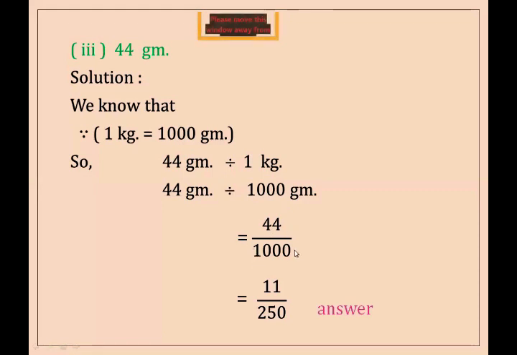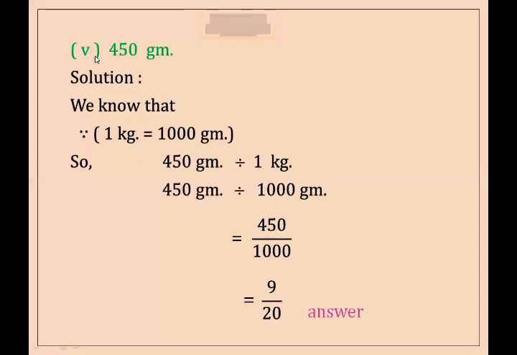Now students, here we do the simplification. How do we do the simplification? We simplify it by 4. 4 ones are 4 and 4 elevens are 44. Now in the denominator, 4 twos are 8 and 2 is carried over to this 0 and becomes 20. So here we have 4 fives are 20 and this 0 is written as it is here. So the final answer is 11 upon 250 for this question.